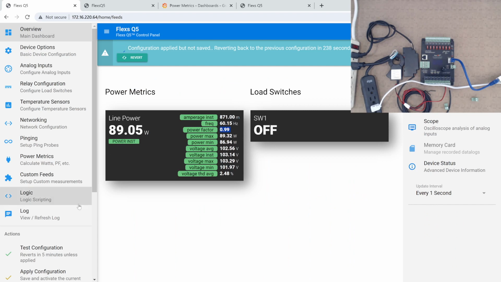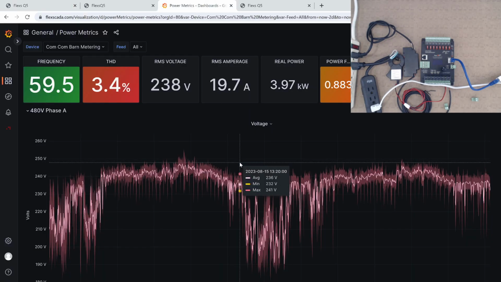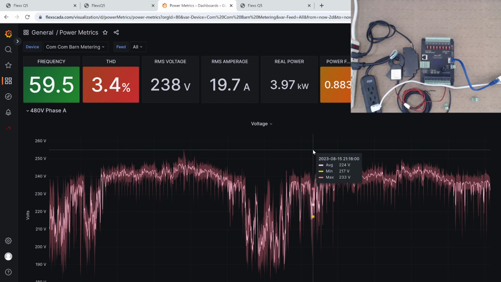So what we have here is all you need to do to get started with data logging. As soon as you have this here, you could log this to an SD card, or you could integrate the device with our cloud services. So this is another device that we've already gone ahead and integrated in with our cloud service. This is a 3-phase device.